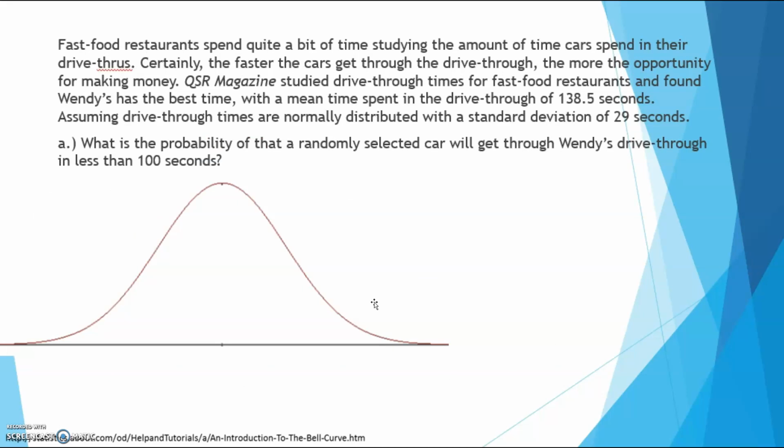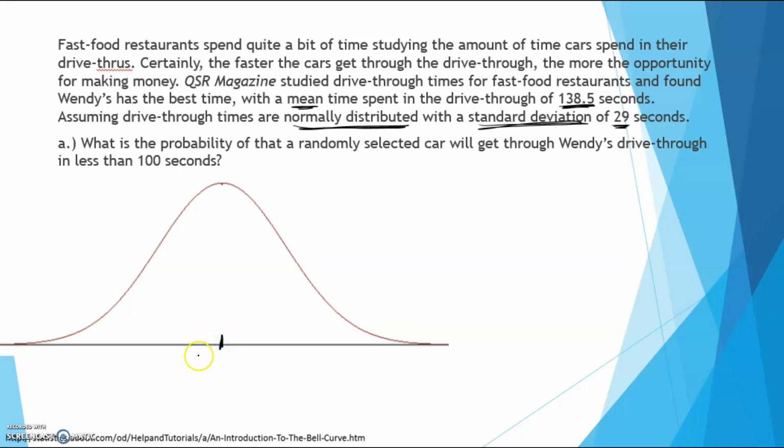Fast food restaurants spend quite a bit of time studying the amount of time cars spend in their drive-thrus. Certainly, the faster the cars get through the drive-thru, the more the opportunity for making money. That magazine studied drive-thru times for fast food restaurants and found Wendy's has the best time, with a mean time spent in the drive-thru of 138.5 seconds. Assuming that the drive-thru times are normally distributed, with a standard deviation of 29 seconds.